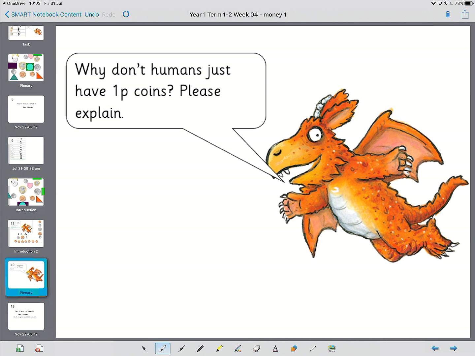Zog thinks it's because if you had just 1p coins, it would take ages to count out any value, and they'd be incredibly heavy. Yeah, I know if you pick up one 1p coin, it doesn't weigh very much, but if you were to pick up 100, do you think that weighs more or less than a £1 coin? Brilliant, it weighs quite a bit more. So that's why Zog thinks so. He thinks basically it saves time and saves your strength, so you don't have to lug around hundreds and hundreds of 1p coins.